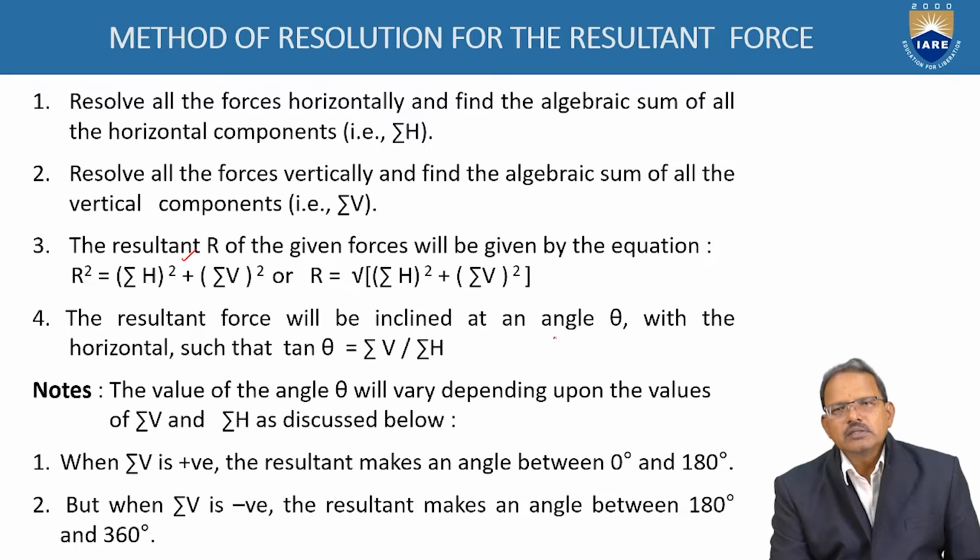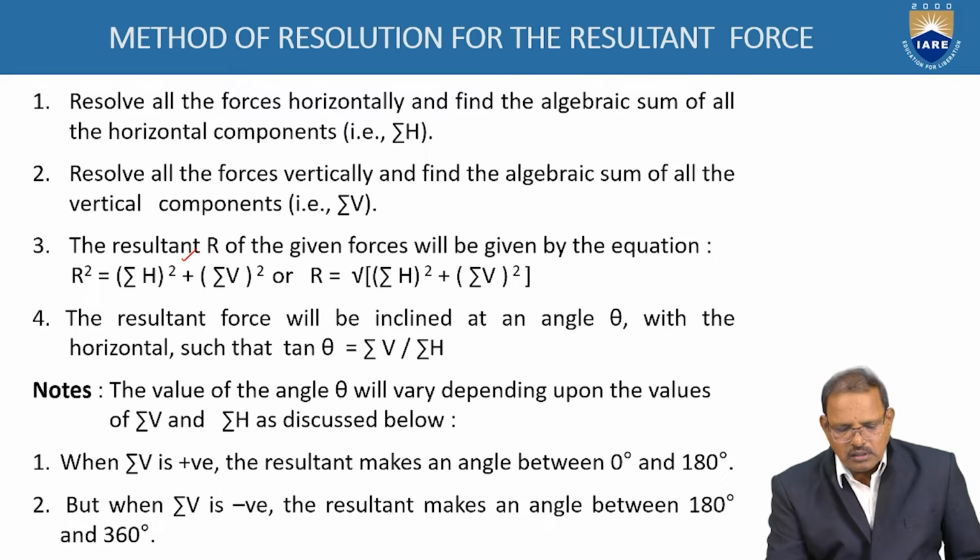The direction of the resultant force can be determined as follows. Let theta be the inclination made by the resultant force, measured with respect to the horizontal line, that is the x direction, in the counterclockwise direction. Then tan theta is equal to sigma V divided by sigma H, where sigma V stands for the algebraic sum of the vertical components and sigma H is the algebraic sum of the horizontal components of the forces.